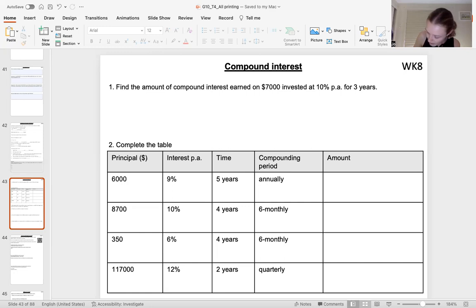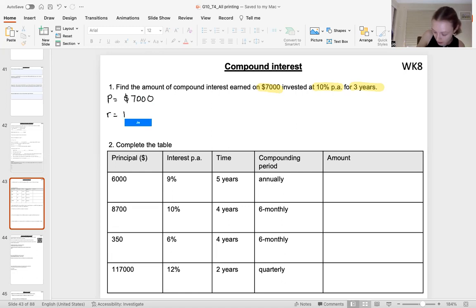Principal is 7,000, invested at what rate? 10% per annum. For how long? 3 years. Now I'm going to write down my principal. P equals $7,000. Now I'm going to write down my rate as a decimal.